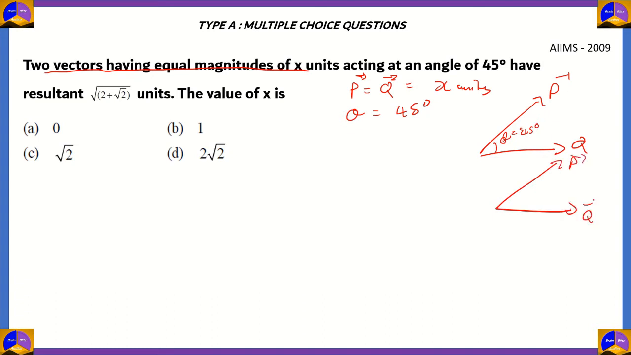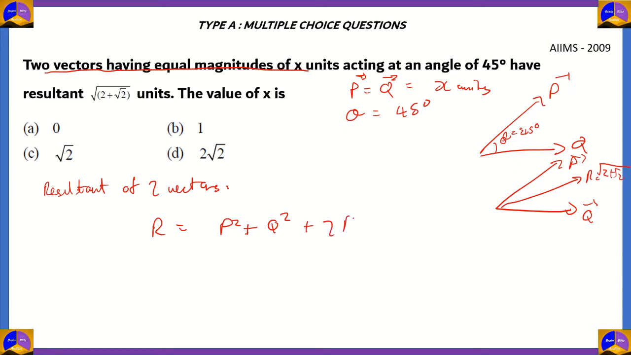And then you have a resultant, R, that is equal to the root of 2 plus root 2 units. We need to find the value of x. Now, what is the resultant of two vectors? The formula for the resultant of two vectors is R equals the root of P squared plus Q squared plus 2PQ cos theta. Now, over here, we'll substitute R as the root of 2 plus root 2, and on the other side, we'll substitute P equals Q equals x and cos theta as cos 45.